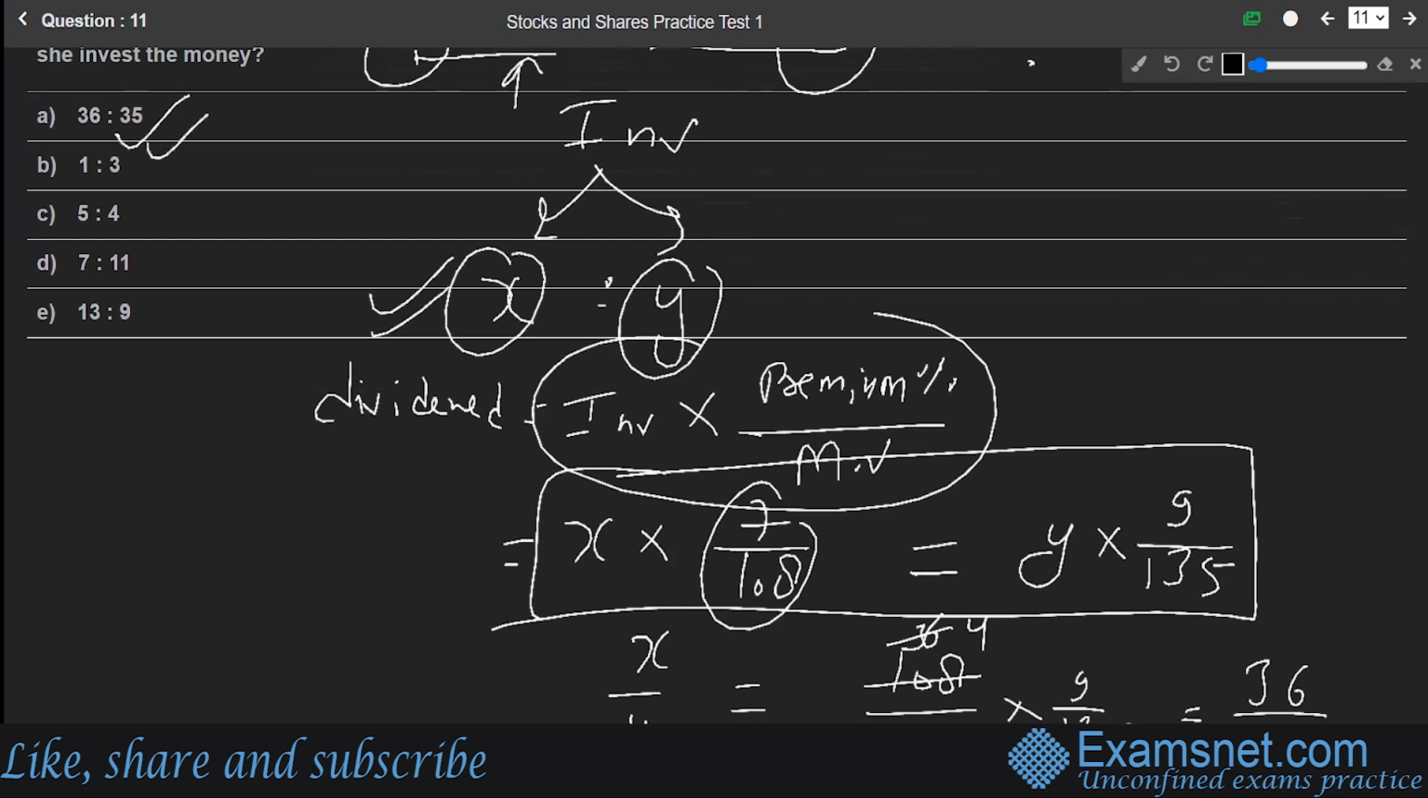Let us see where it is available. It is available clearly in option number A. So that becomes the right answer.